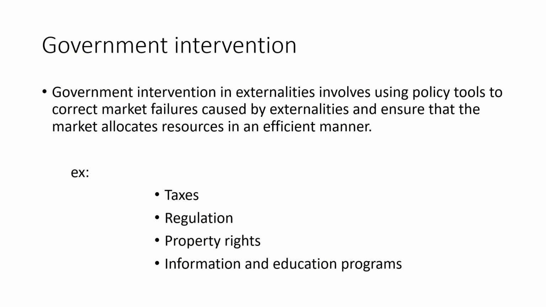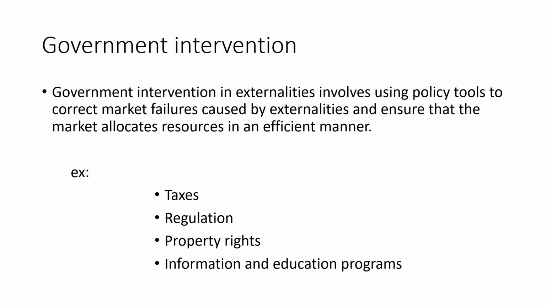Regulation. Governments can impose regulations to limit the negative impact of externalities. For example, a government might limit the amount of pollution that a factory can emit, or require companies to implement measures to reduce their negative impact. Property rights. Governments can establish property rights and liability laws to help internalize externalities. For example, if a factory is emitting pollution that affects a neighbor, the neighbor can sue the factory for damages, giving the factory an incentive to reduce its pollution.